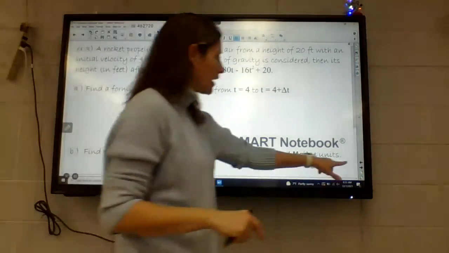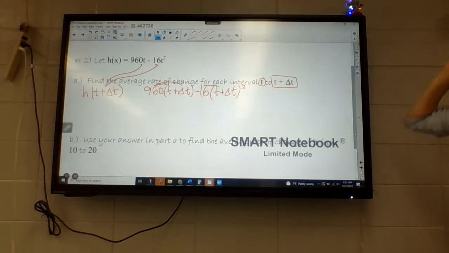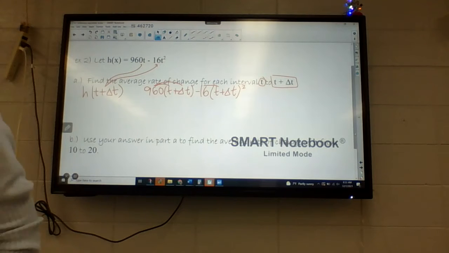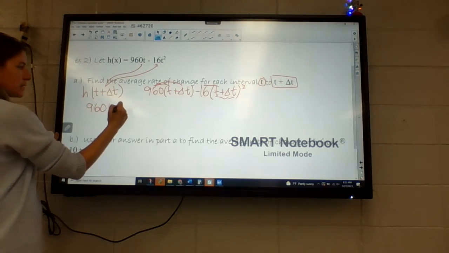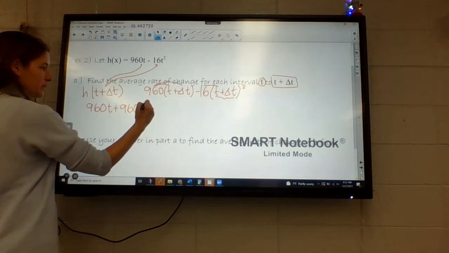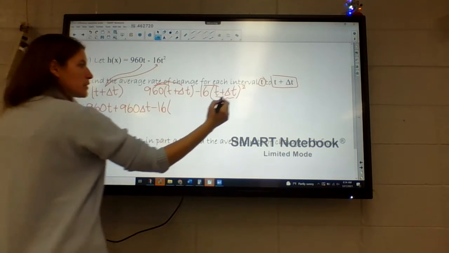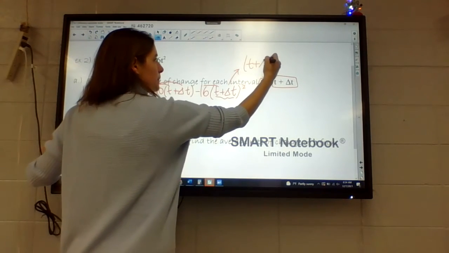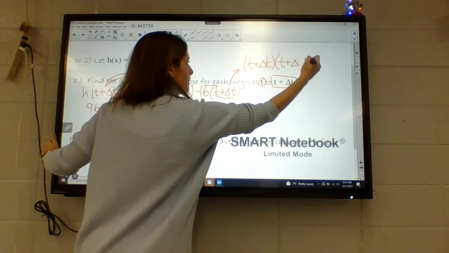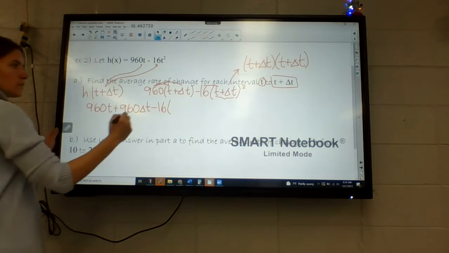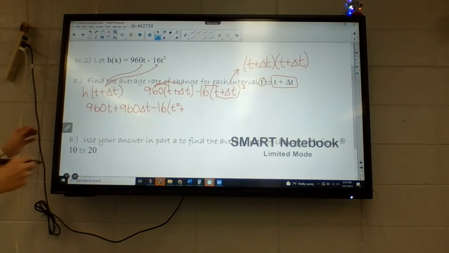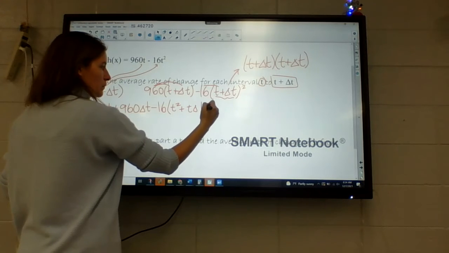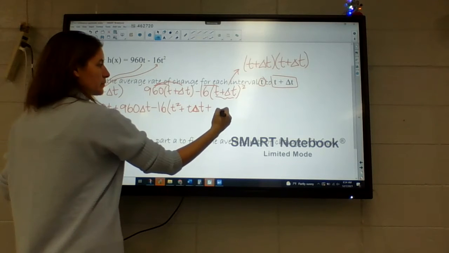So we actually have to FOIL this. We're going to FOIL that t plus delta t. I might need more space. So I'm going to write this twice. That's really ugly, that t delta t there.